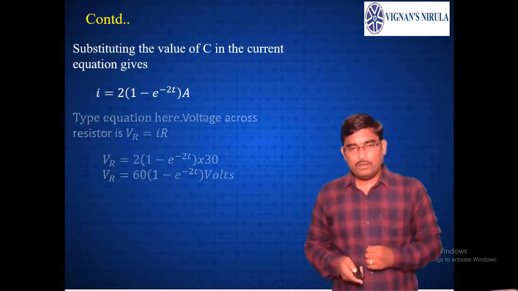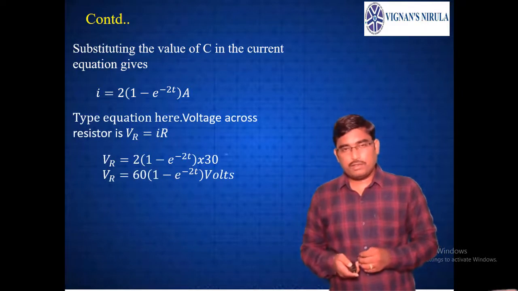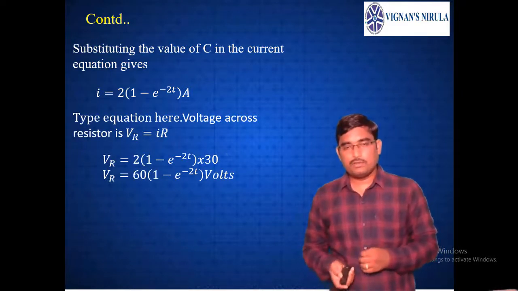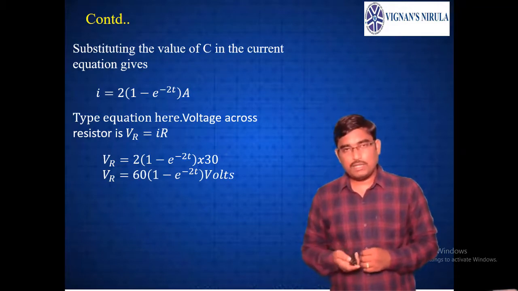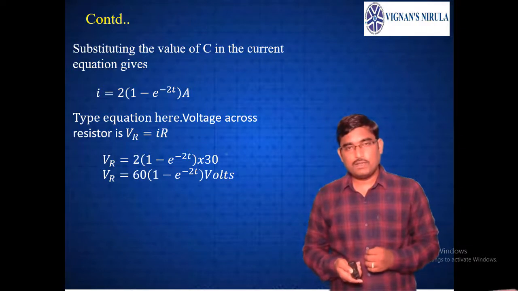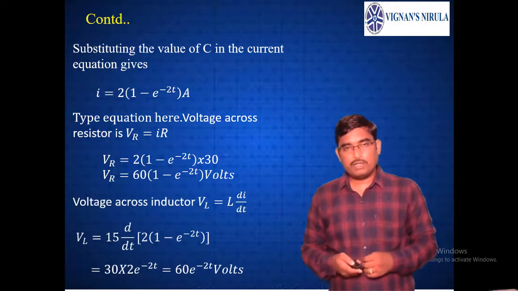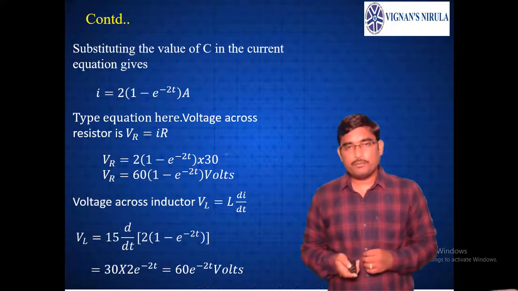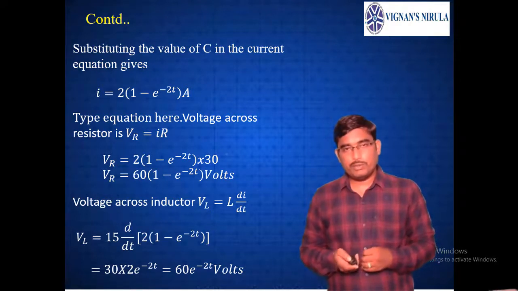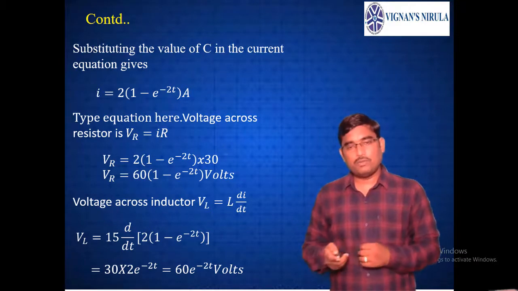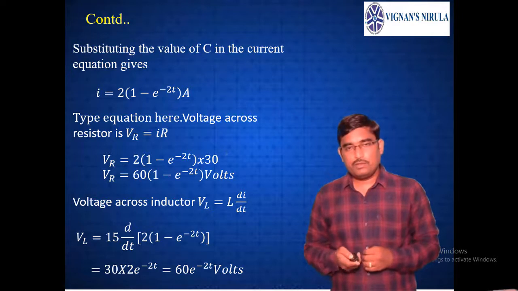Now the equation for voltage across the resistance can be written as VR = I·R. So I means 2(1 - e^(-2t)), and R means 30. So finally VR = 60(1 - e^(-2t)). If you see the voltage across the inductor, it will be L·di/dt, where L is given as 15, into d/dt of I, which we just got as 2(1 - e^(-2t)). Solving this gives 30 into 2, meaning 60·e^(-2t).